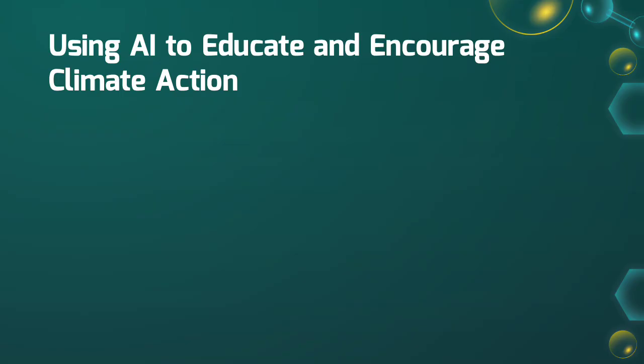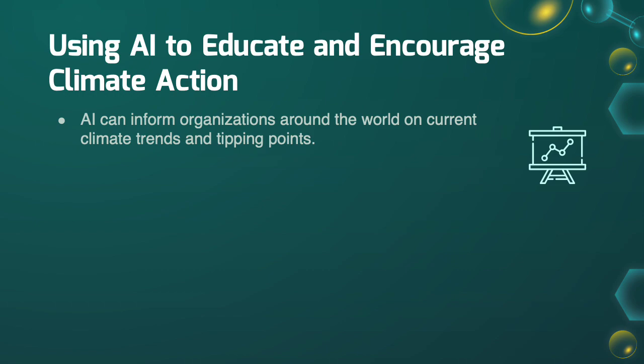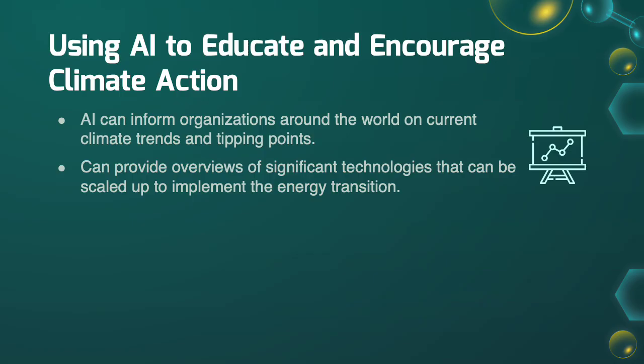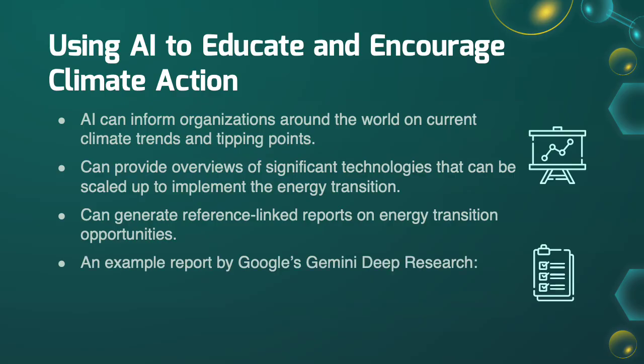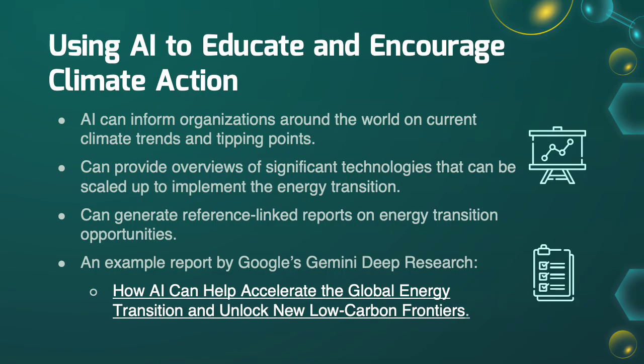AI can help educate organizations around the world about the need for sufficient climate action and what can be done about it. For example, AI can explain current climate trends and tipping points. Next, it can provide an overview of significant technologies that can be scaled up to implement the energy transition. Then it can generate overview reports about selected topics with references. Shown here is a link to an example report by Google's Gemini Deep Research about how AI can help accelerate the global energy transition and unlock new low-carbon frontiers.